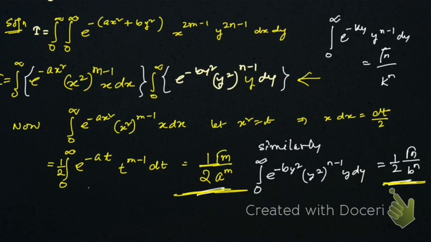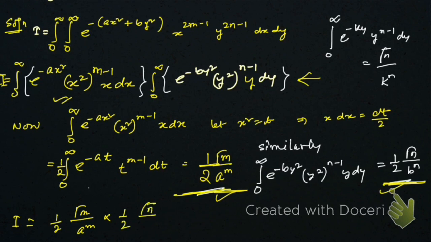Okay, so now using these two results, we have I is equal to half gamma m by a to the power m into half gamma n by b to the power n. If you multiply these two, you're going to have 1 by 4 gamma m gamma n divided by a to the power m and b to the power n. So this is our answer, right?